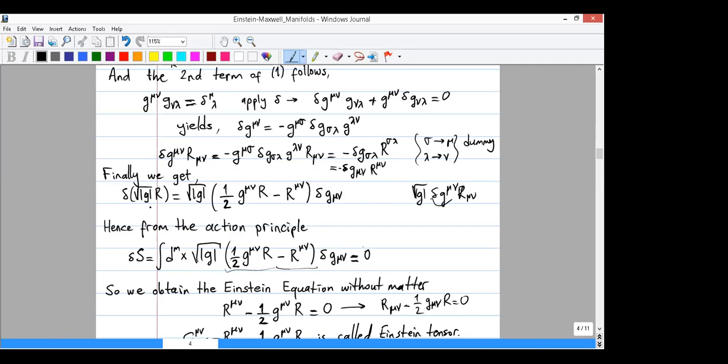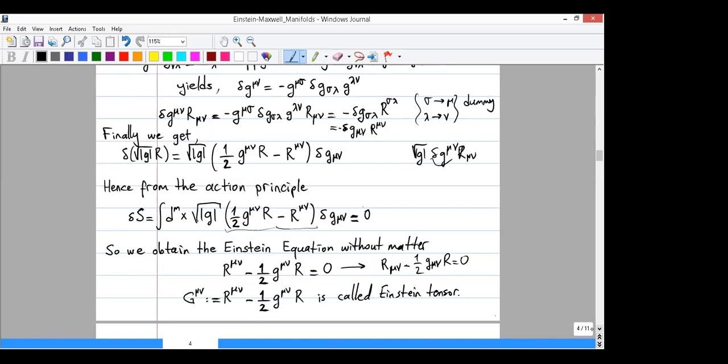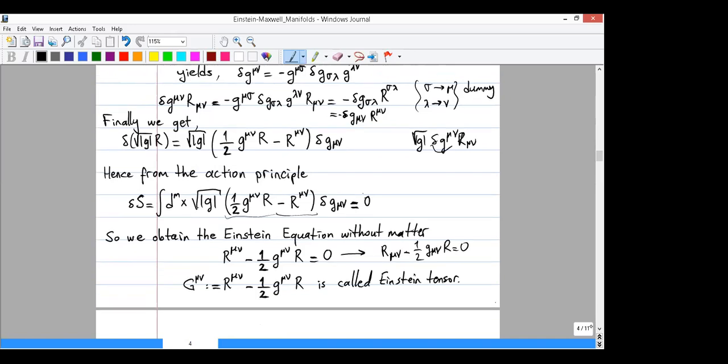So finally we have two terms, as the third term was shown to be 0. Then we are left with two terms, and we have delta G mu nu and square root of G in both terms. One term is this one we just obtained, minus R mu nu square root of G delta G mu nu, and the other one was already obtained, 1/2 G mu nu R square root of G delta G mu nu.